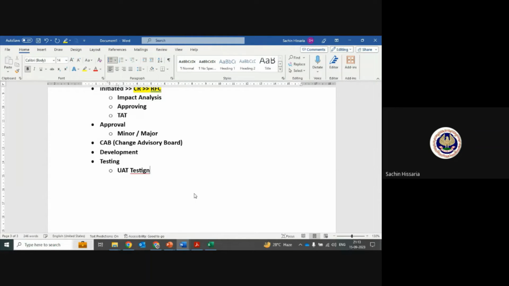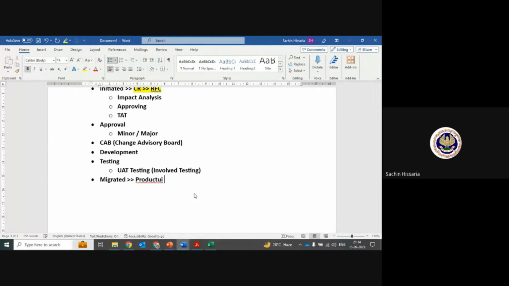In UAT testing, we will verify that the person who raised the change request, or a person from the same department who raised the change request, is involved in the UAT testing. I need to check this aspect as well. After UAT testing, I will say that my change will be migrated to the production.